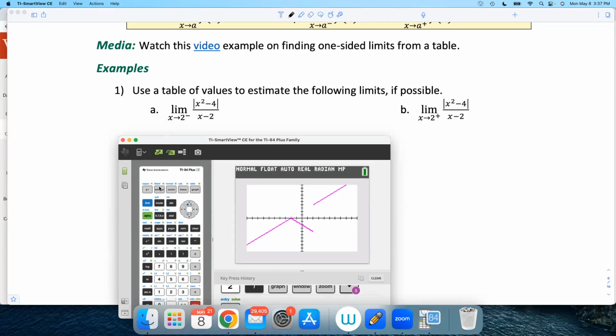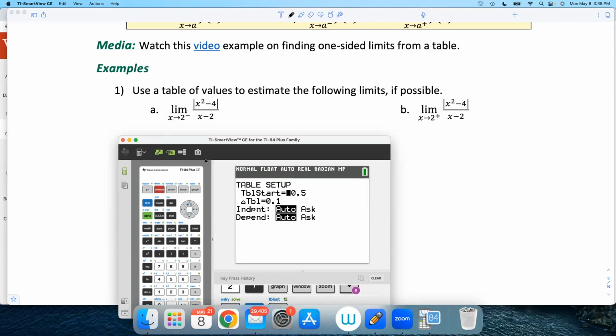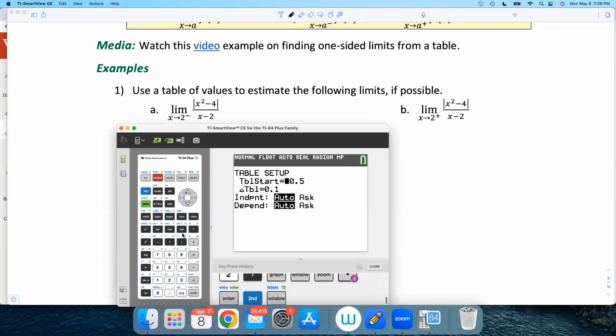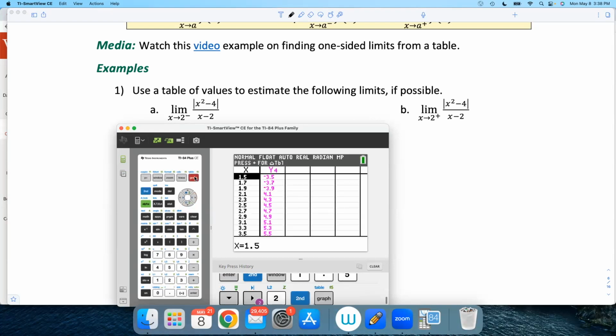I could see the same thing if I were to go here into the table. So I would do table set. I want to be near 2. So maybe I would do 1.5 as my starting and it will go by 0.2s so that we can do above and below. And then go to table.